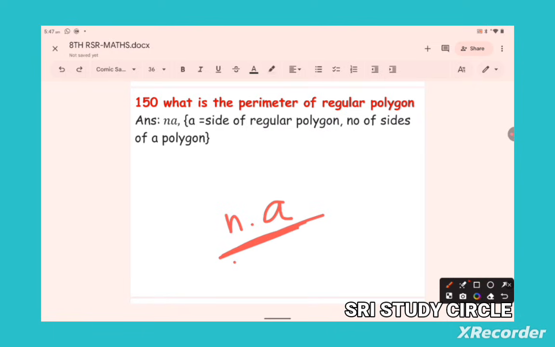What is the perimeter of a regular polygon? It means n into side. 4 sides means 4 into side. 5 sides means 5 into side. The perimeter of a 6-sided regular polygon is equal to 6 into side, right?